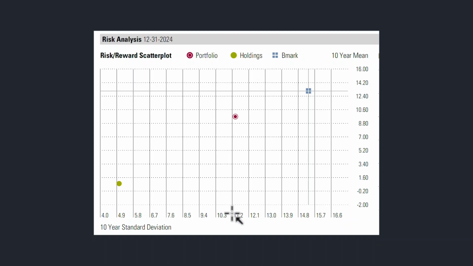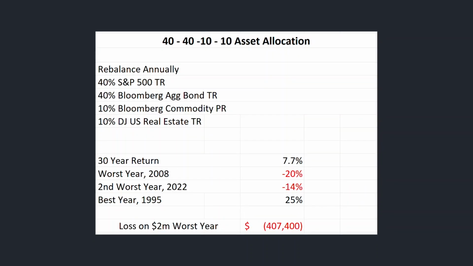Here's the risk to reward scatter plot for the 70-30 portfolio. Notice that our standard deviation keeps increasing, and so do our returns. Higher return and more volatility. Now, what happened if you moved beyond just stocks and bonds and included commodities and real estate in your portfolio?